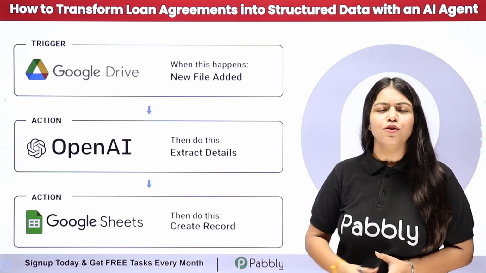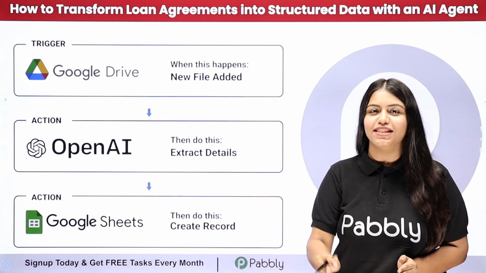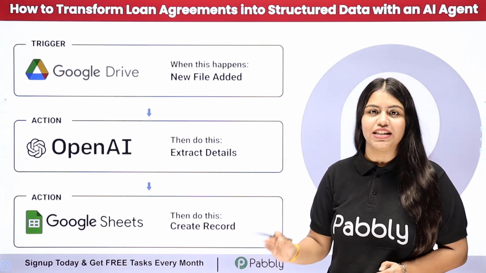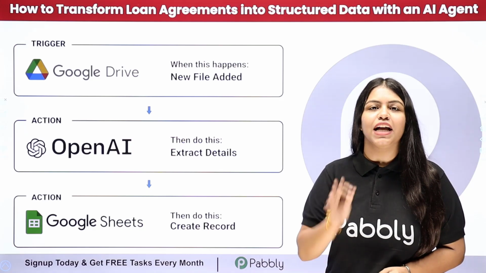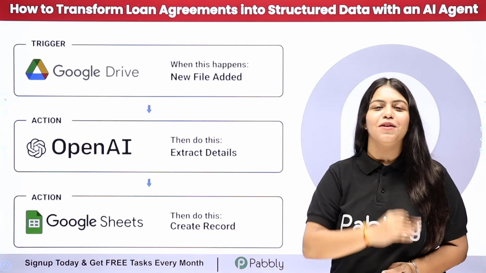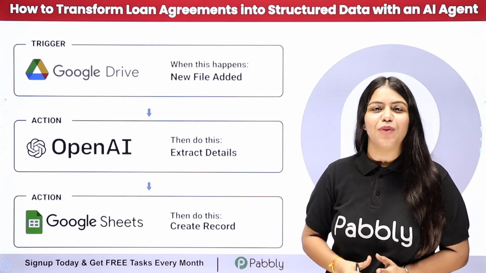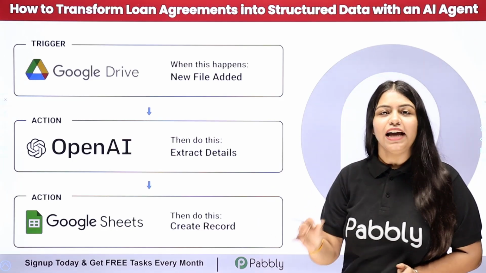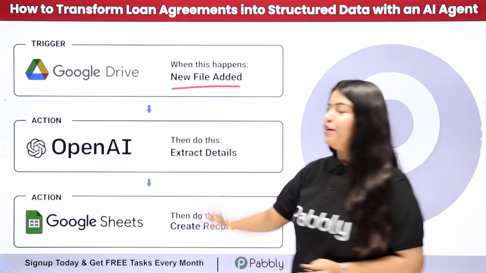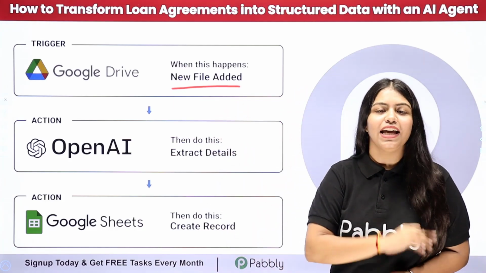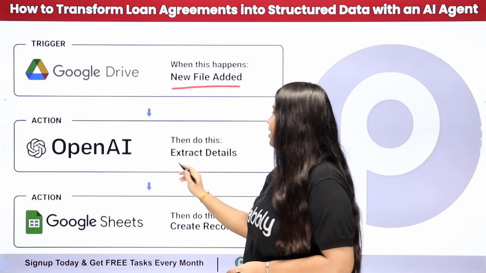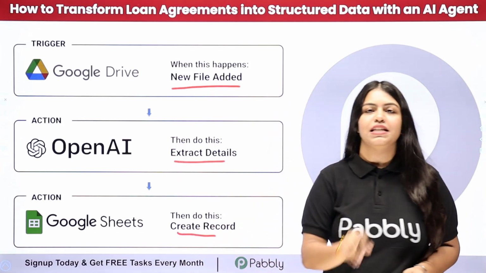So like you, I also used to manually extract the details from all the loan agreements received. But this is such a time consuming and error prone task. So to solve this problem, I've simply created this amazing automation where as soon as I add the loan agreements into my Google Drive account, automatically my AI agent is going to extract the details from that loan agreement and add them into my spreadsheet.